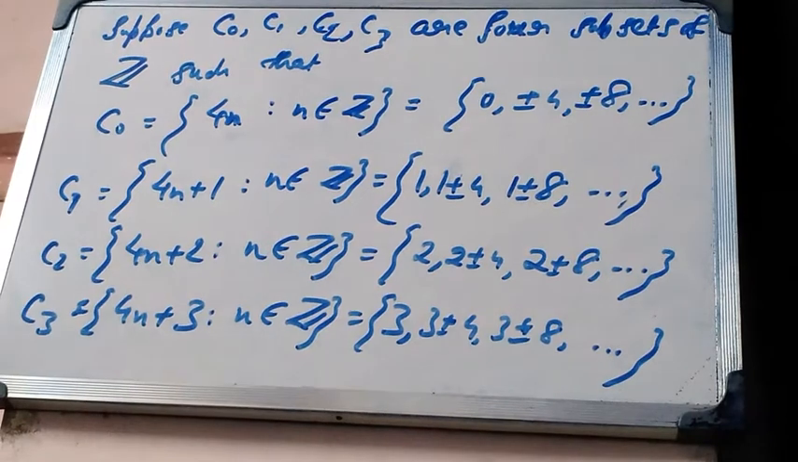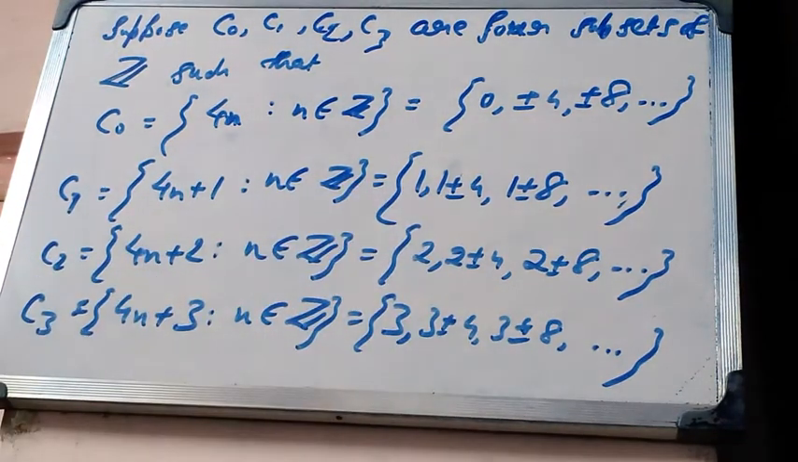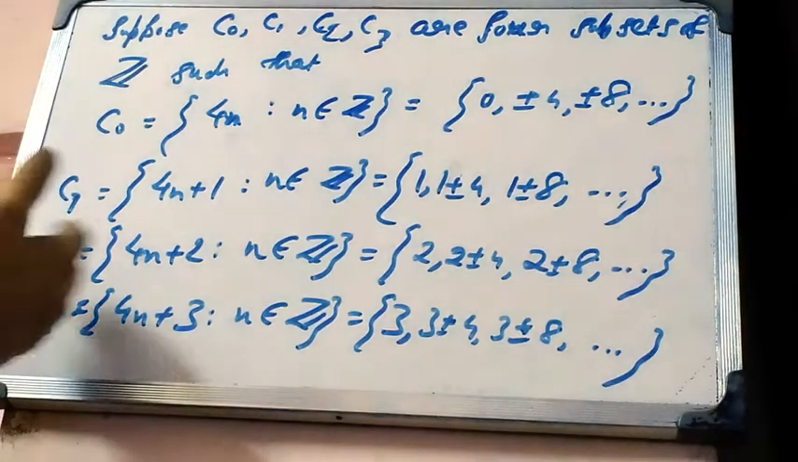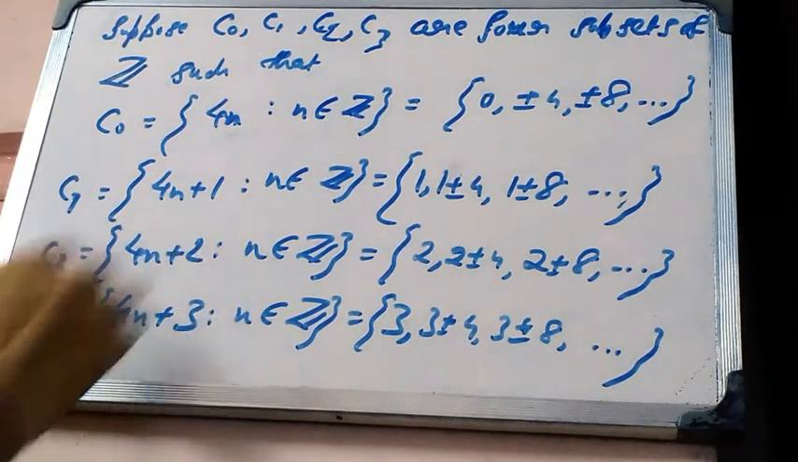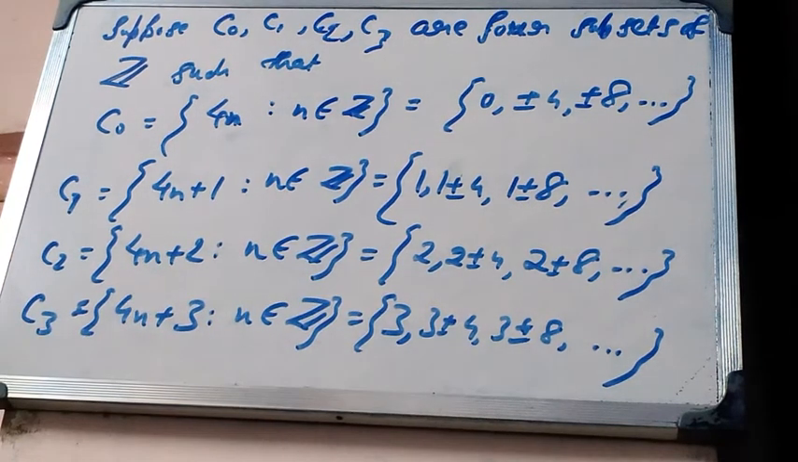For C1 it's 4n plus 1 such that n belongs to the set of all integers, then it's equal to 1, 1 ± 4, 1 ± 8 and so on. And C2 is 4n plus 2 such that n belongs to Z, then it's equal to 2, 2 ± 4, 2 ± 8 and so on. And C3 is equal to 4n plus 3 where n belongs to the set of all integers, then it's equal to 3, 3 ± 4, 3 ± 8 and so on.